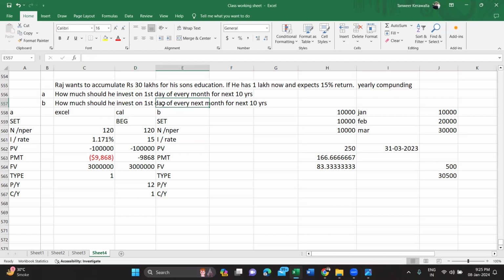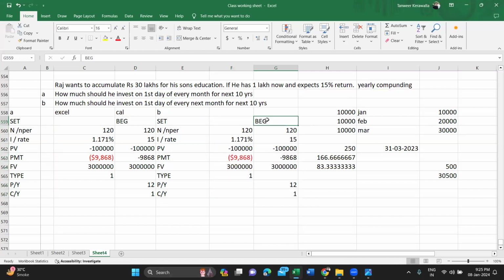But if I tell you you're going to invest on the 1st of every next month, today you are in January, the 1st of next month becomes 1st February. In February, the 1st of next month becomes 1st of March, and so on. So you are actually doing end mode computation here, right? 1st of next month means end of this month. So basically, the calculation will be in end mode now. Just because of one word, the same calculations will now be end mode computations.